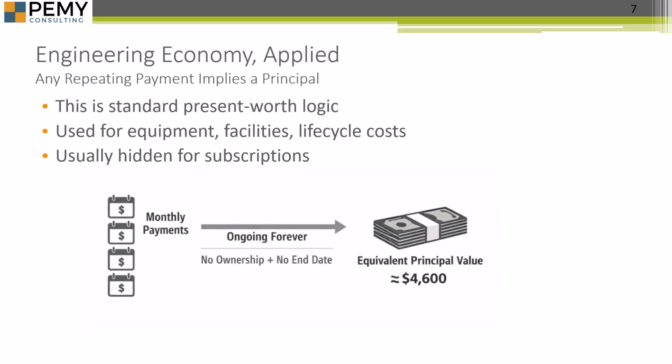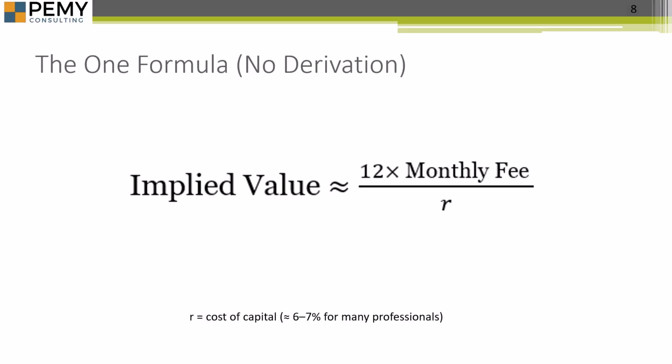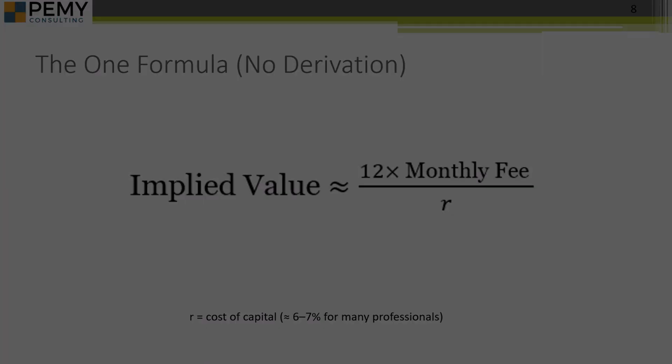If you think back to engineering economy, any repeating payment implies a present value. We use this logic for equipment and facilities all the time. We normally do this automatically, except here. The implied present value of a subscription is simple. Multiply the monthly cost by 12 and divide by the discount rate. This gives you the capital value you're effectively committing to.